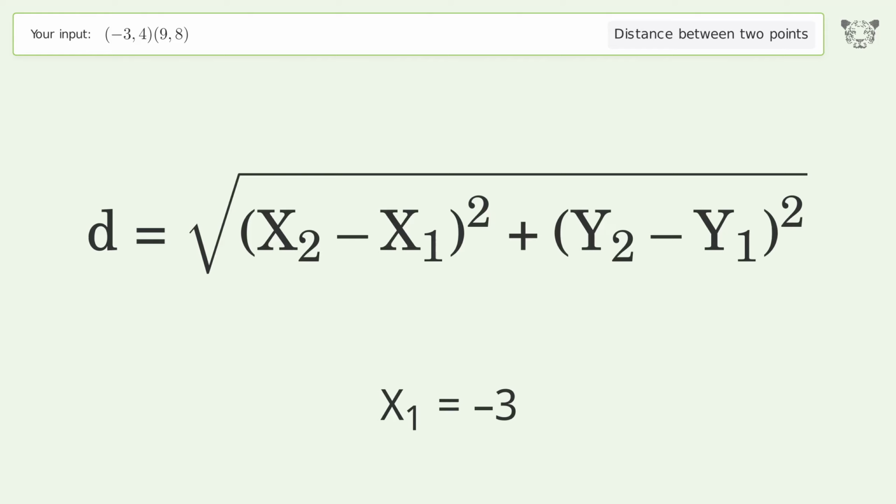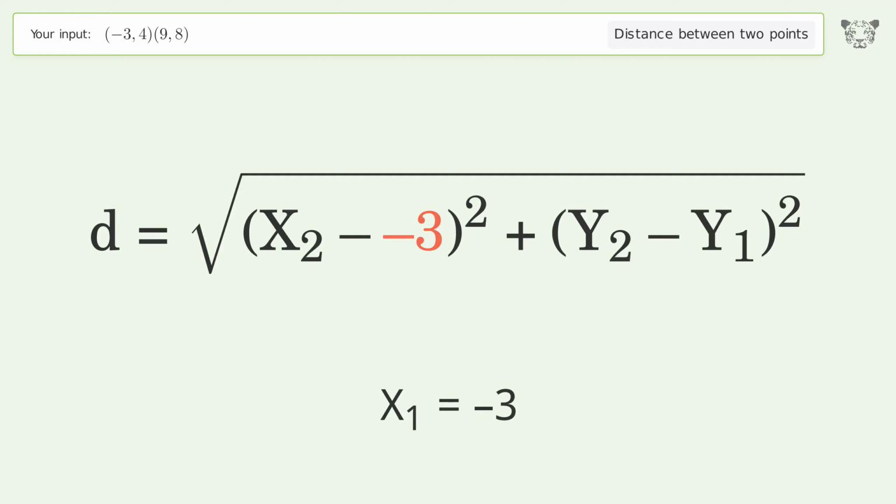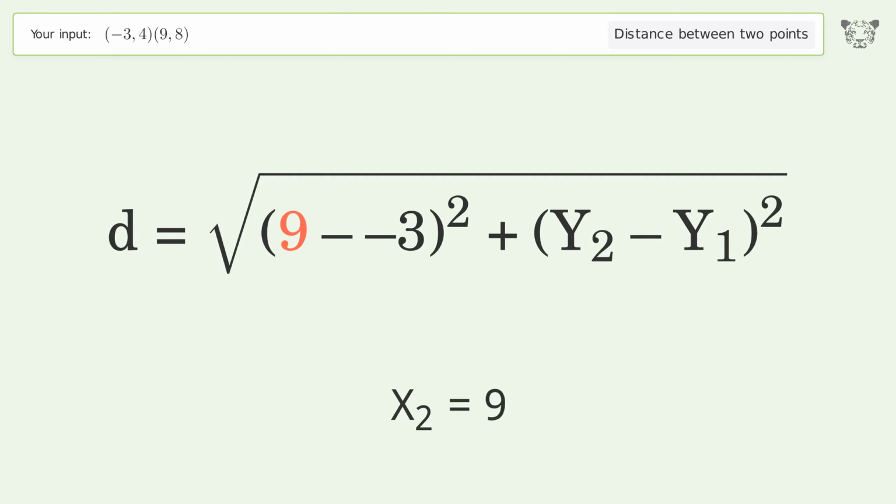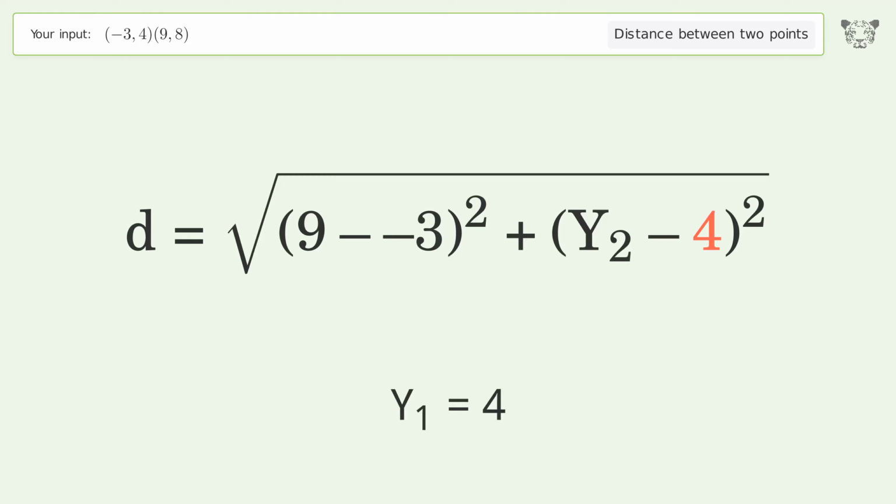x1 equals -3. x2 equals 9. y1 equals 4. y2 equals 8.